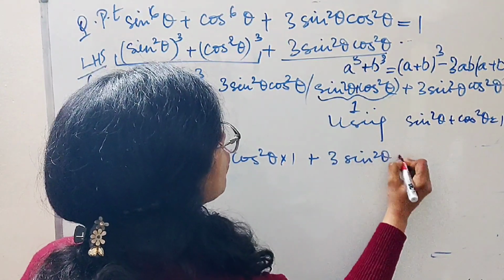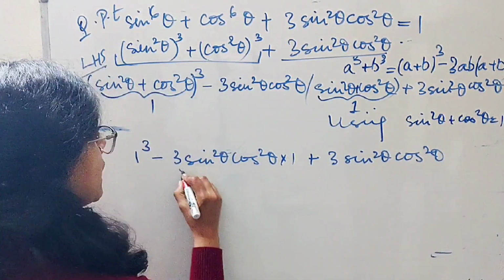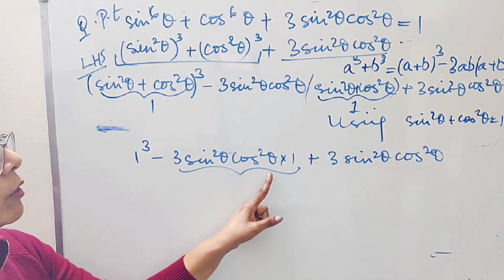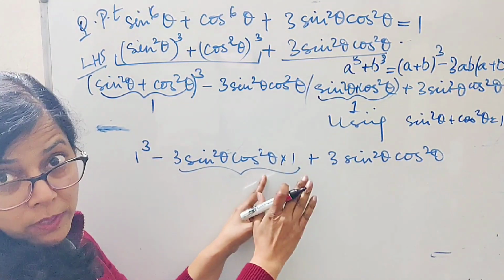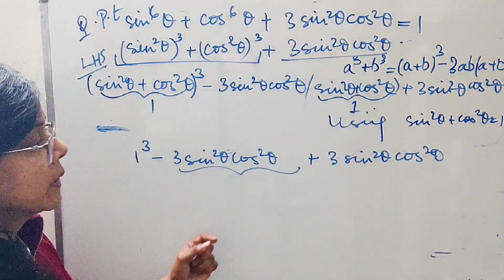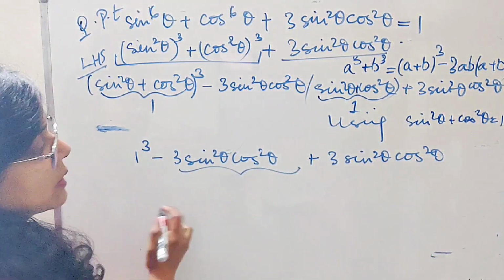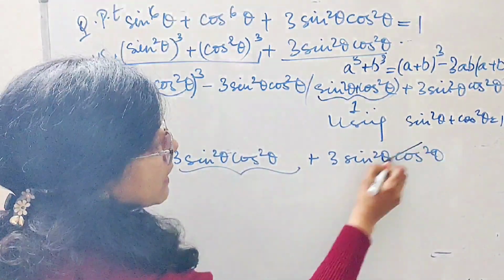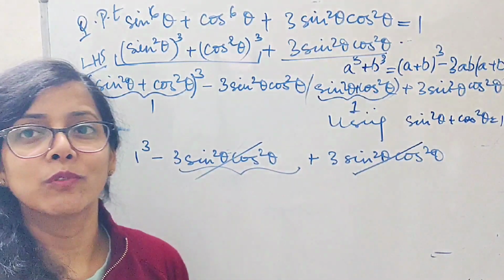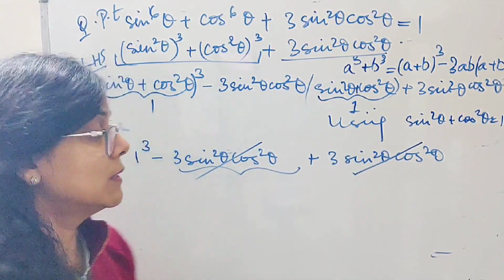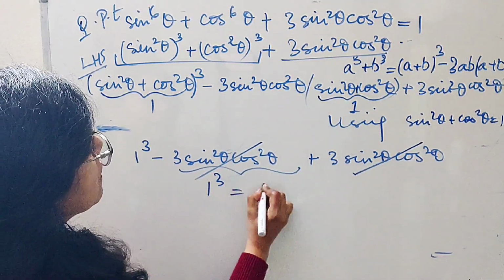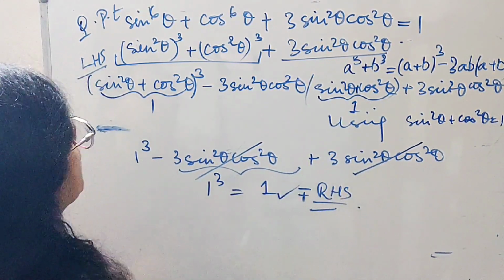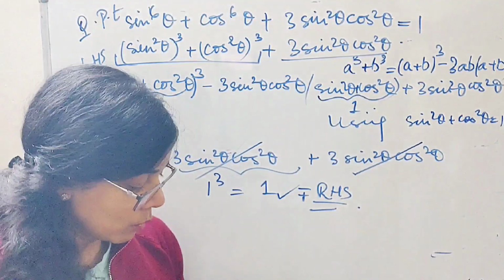Now this multiplied by 1 becomes the same. This will become minus 3 sin square theta cos square theta. So I am removing this multiplication by 1 from here because you know that this will become the same. Now minus 3 sin square theta cos square theta plus 3 sin square theta cos square theta will cancel out because these are the same terms with plus and minus sign. And what is left with us is 1 cube, that is 1. So this is equal to RHS. So we have proved that this whole term is equal to 1. So we have done some good questions of trigonometry.